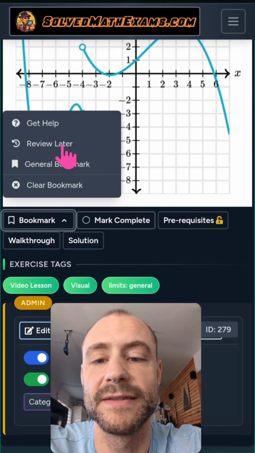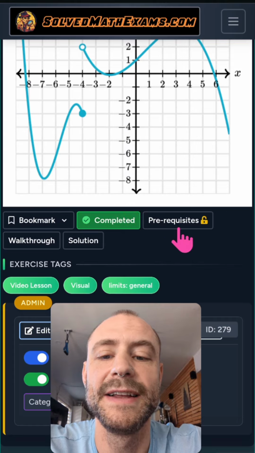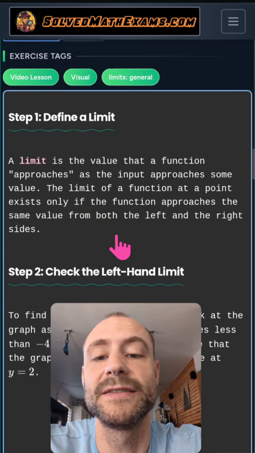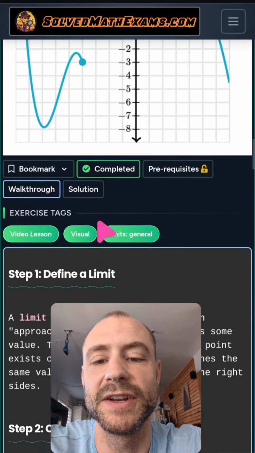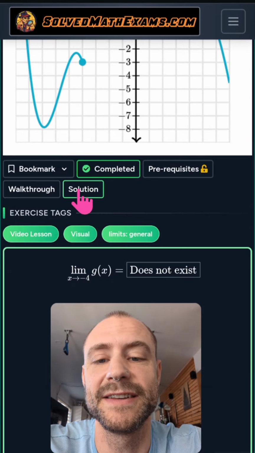You can bookmark it for yourself. You can mark it as complete. You can see a full detailed walkthrough of everything that we talked about in detail here. And then if you want to challenge yourself later, you can just try and get the answer and then show the solution.